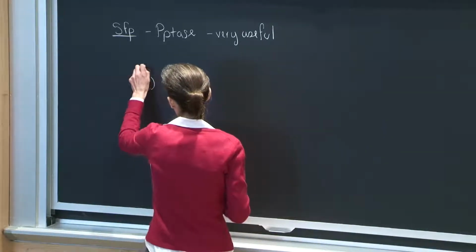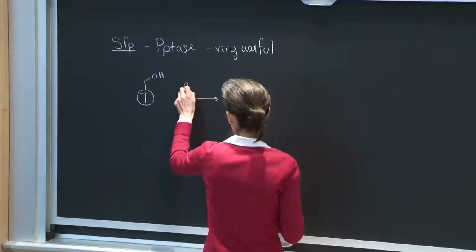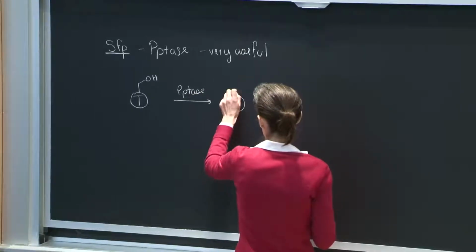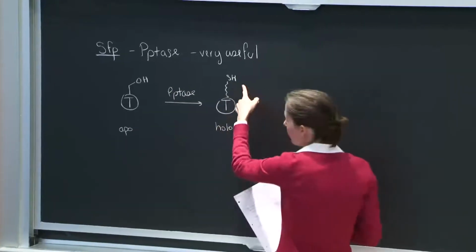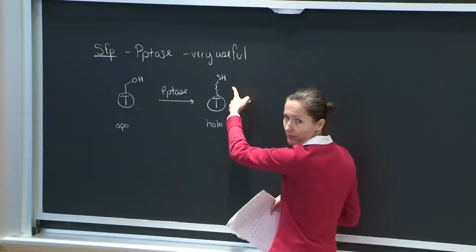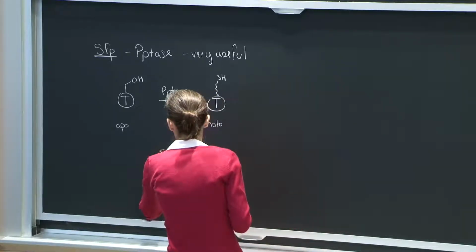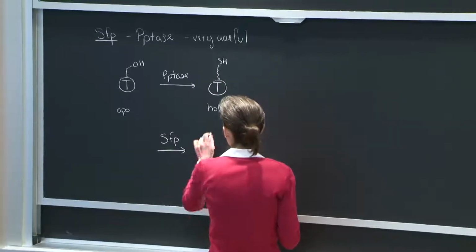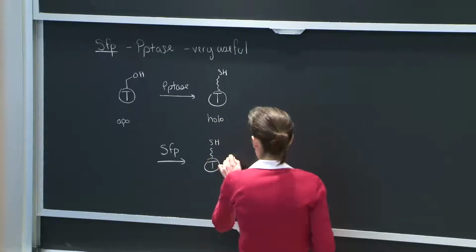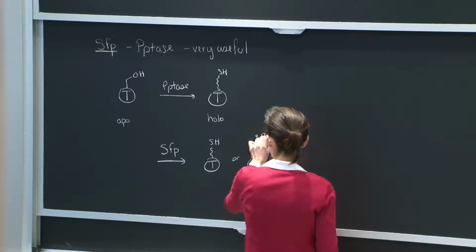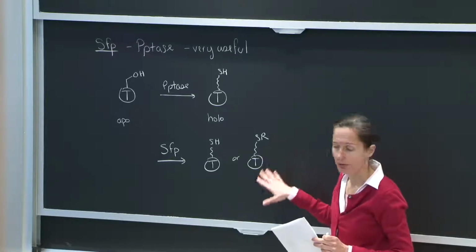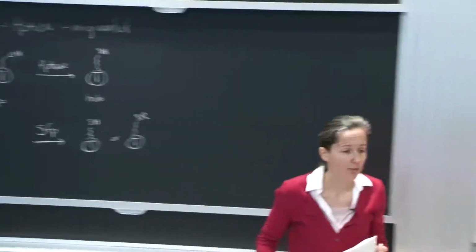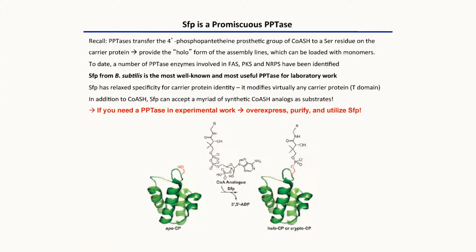And just recall, we have the T domain. There's a serine moiety. We have a PPTase that's going to stick on the PPant arm here. So we call this apo, holo, and then the amino acid or aryl acid monomer in the case of NRPS gets loaded here via a thioester. Okay, and so Sfp can be used to get us here. And even what people have done is make modified analogs where there's some R group. So you could imagine using chemical synthesis to load a monomer, or even some other type of group that for some reason you might want to transfer here. And this Sfp is very promiscuous and it can do that. Okay, and so the take home here is if you need a PPTase, overexpress, purify, and utilize Sfp.